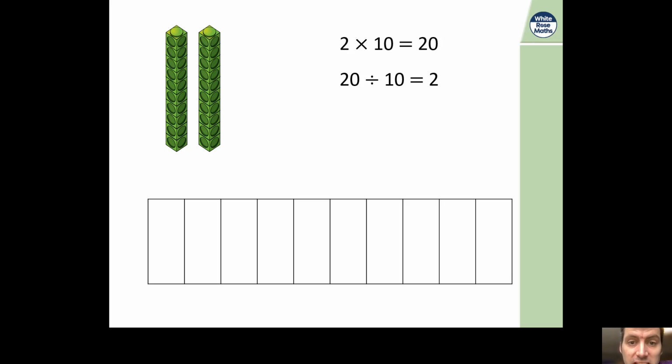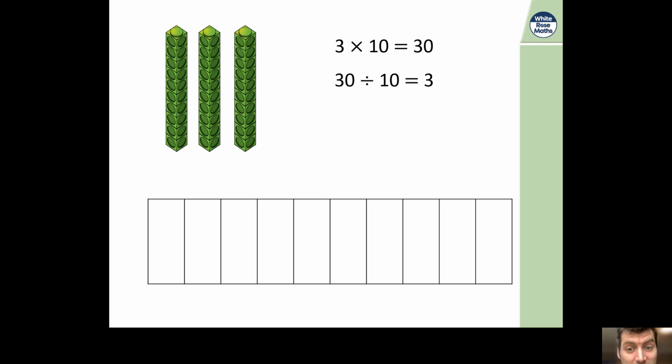And then the inverse of that is where we divide our 20 by 10, and we do it once and then twice, and we then end up with 2 as our answer, where we've divided 20 by 10. So 20 divided by 10 is 2. Again, the same process here.